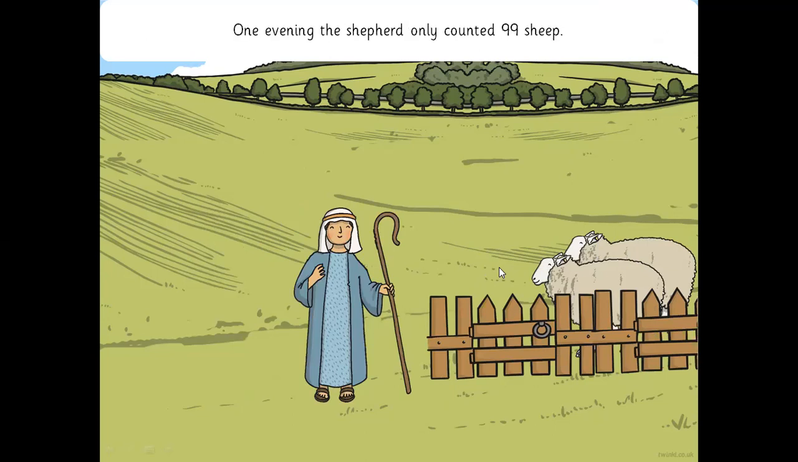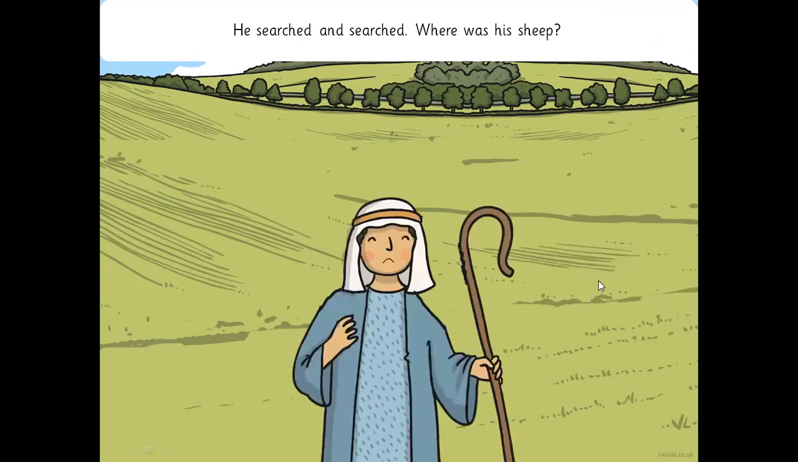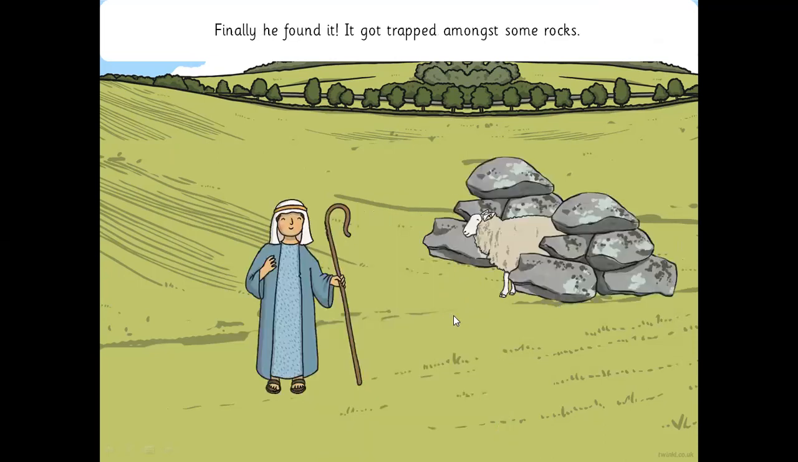One evening, the shepherd only counted 99 sheep. So he had one missing, didn't he? Because he started off with 100. The shepherd was very worried and went out to look for his lost sheep. So even though he had 99 left, he still wanted to search for that one missing sheep. He searched and searched. Where was his sheep? Can you see how sad he's looking, children? Finally, he found it. It had got trapped amongst some rocks.